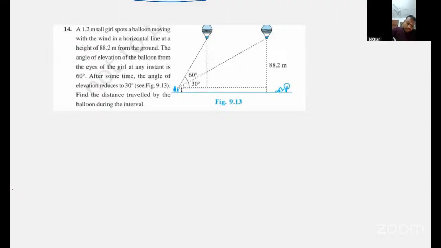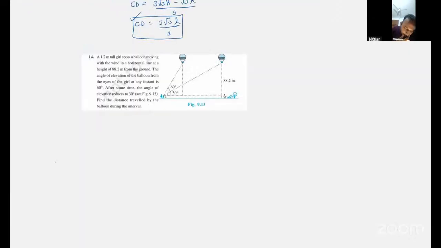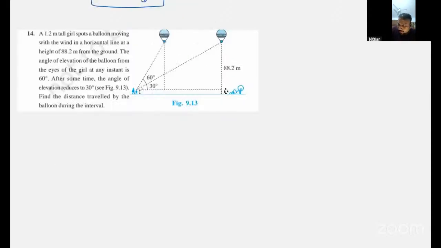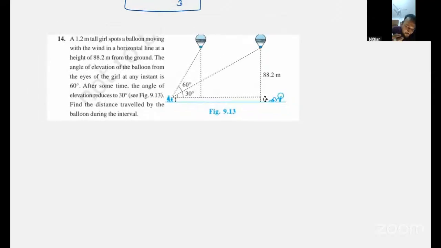So a girl's height is given, which is 1.2. You can see that this is 1.2. So I'll write here it is 1.2. A girl of height 1.2 spots a balloon moving with the wind in a horizontal line at a height of 88.2 from the ground. So basically this will be how much?